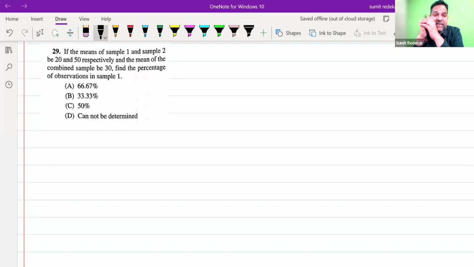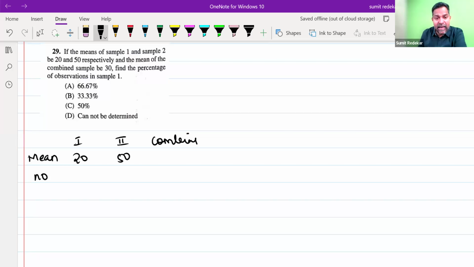If the means of sample 1 and sample 2 are 20 and 50 respectively, and the mean of the combined sample is 30, find the percentage of observations in sample number 1. So what have they given you for the two samples? They have given you the means, 20 and 50, and a combined average of 30. What they've not given you is how many values n1 has and how many values n2 has.